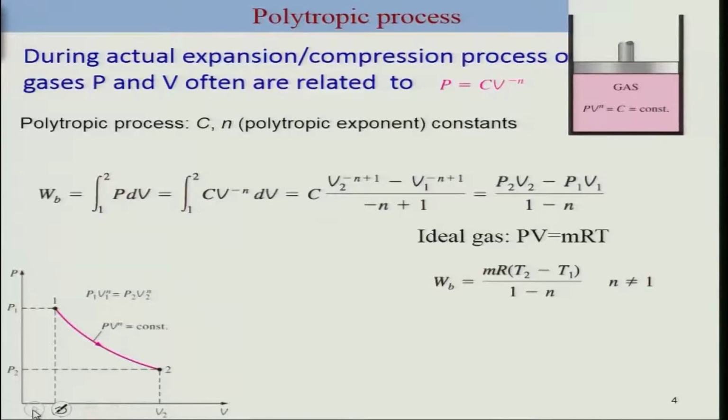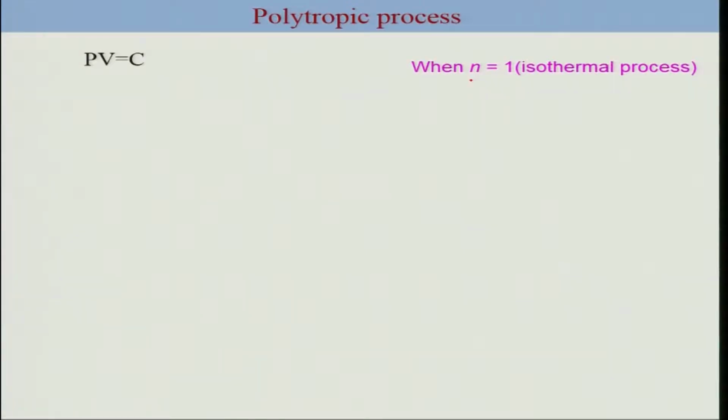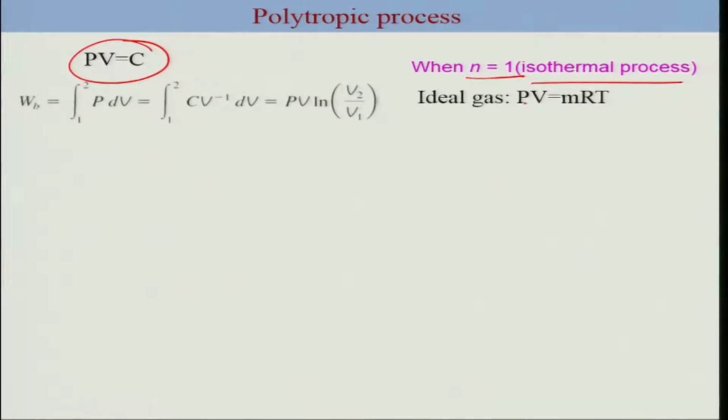Okay, so let us consider starting with n equal to 1. Now if you consider n equal to 1, you have a system where PV is equal to C. Now for an ideal gas, n equal to 1 turns out to be an isothermal process, because for an ideal gas PV is equal to mRT, and when you say this is a constant C, it essentially means temperature is constant, and in that case you can come up with an expression. So you can replace P in the boundary work expression by C V to the power minus 1, and this will lead to this expression for the case of n equal to 1.